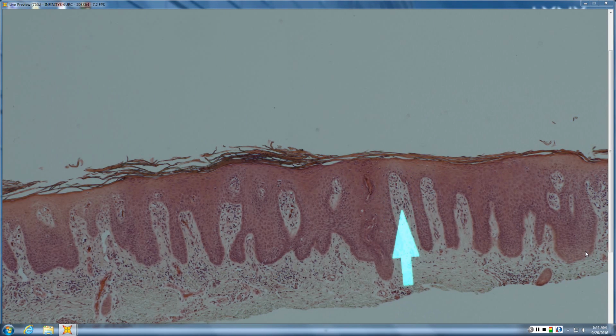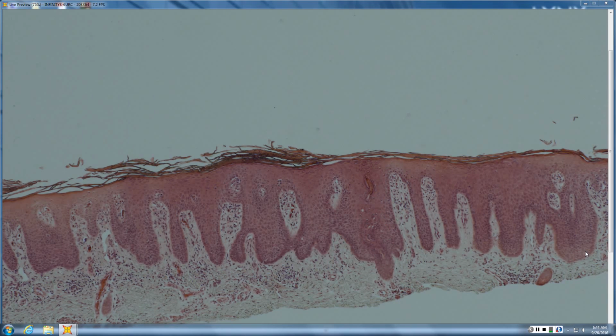You get dilated vasculature. That's what corresponds with the Auspitz sign, which we don't really look for anymore, but if you pull off a flake, you get the bleeding that's easy.